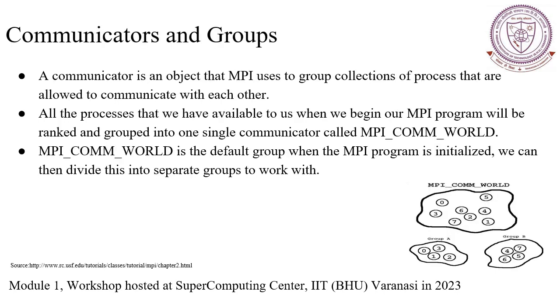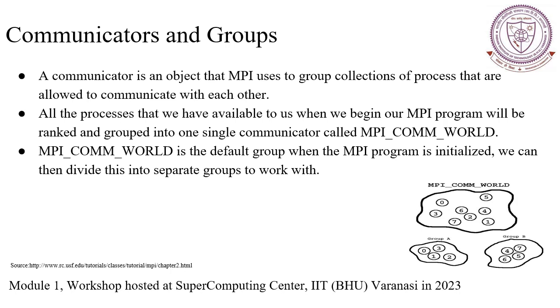Now we will see what a communicator and a group are. A communicator in MPI is an object that groups a collection of processes that are allowed to communicate with each other. When you start an MPI program, all of the processes in the program are automatically grouped into a single communicator called MPI_COMM_WORLD. MPI_COMM_WORLD is the default communicator and it is used by most MPI functions.